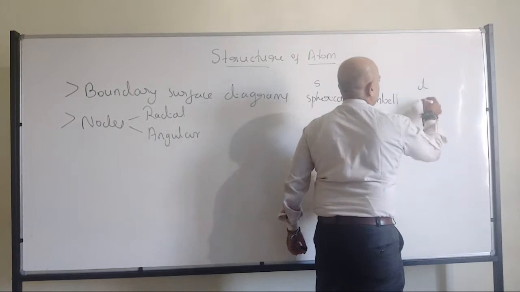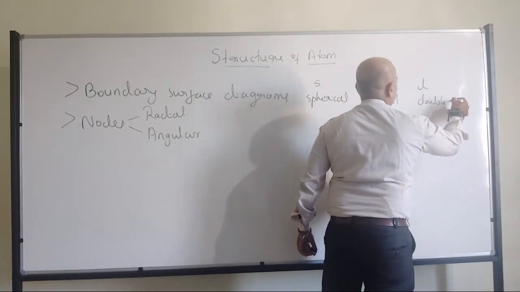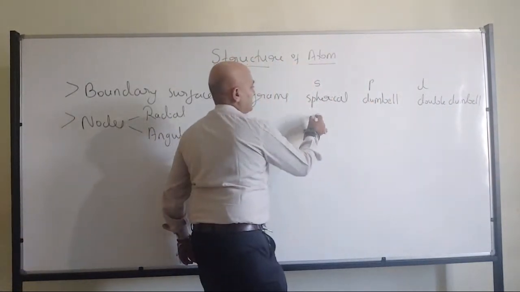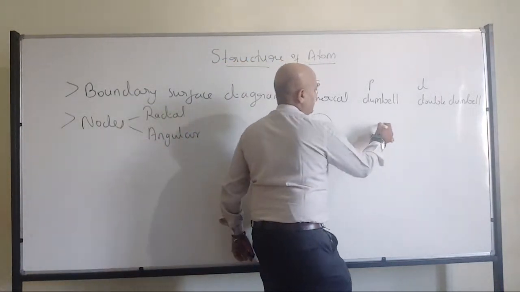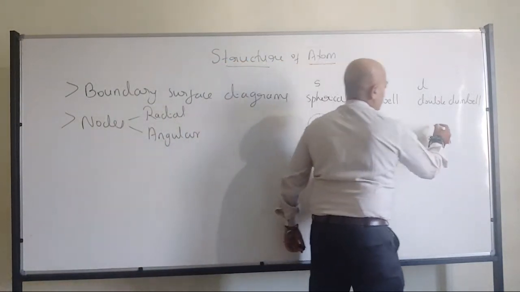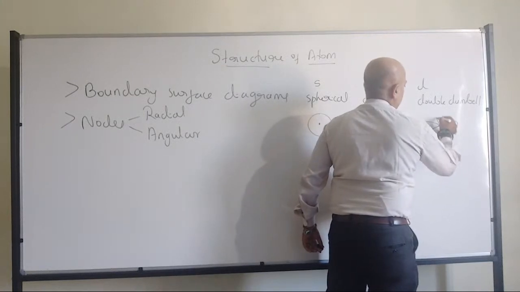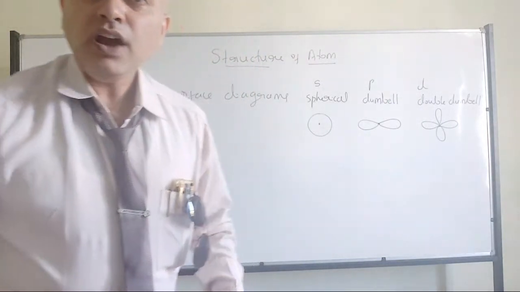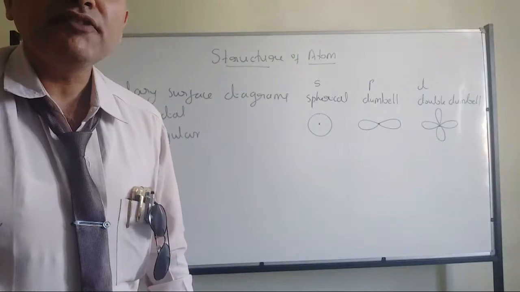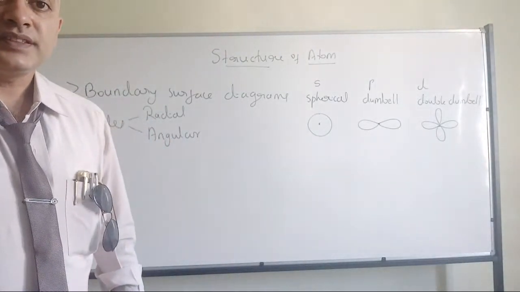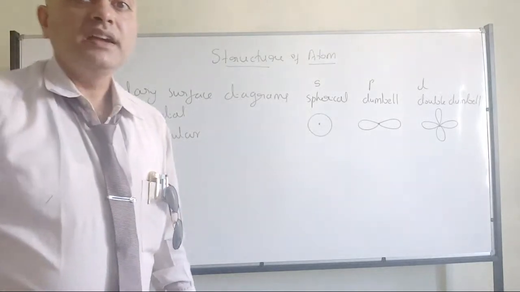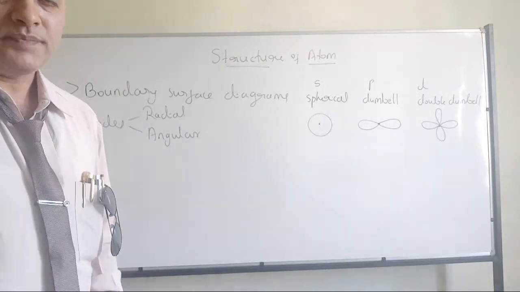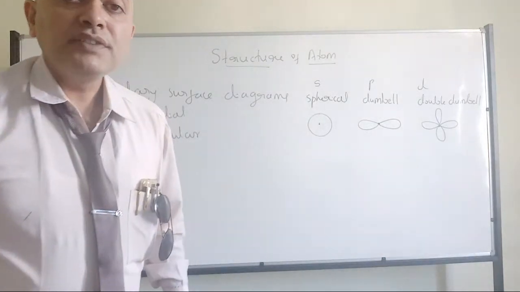If I take d, it will have a double dumbbell shape. So that's why spherical shape, dumbbell shape, and double dumbbell shape. But in case of the d subshell, one of the orbitals has a totally different shape. Otherwise, all of them have a double dumbbell shape in the d subshell. But which is that one?